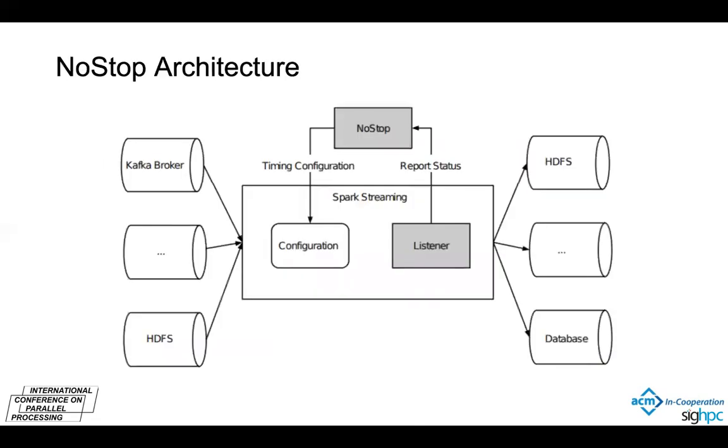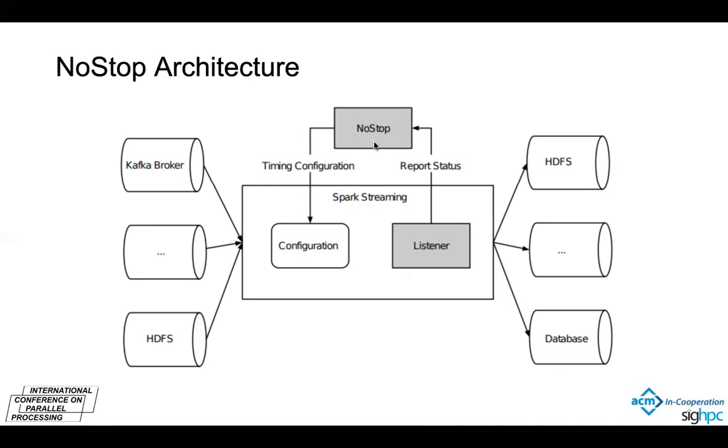This slide shows the architecture of NoStop. Spark streaming receives input data streams from multiple channels for processing and outputs data to HDFS for storage or other databases for management. We designed a Spark streaming listener to report real-time system status to NoStop.